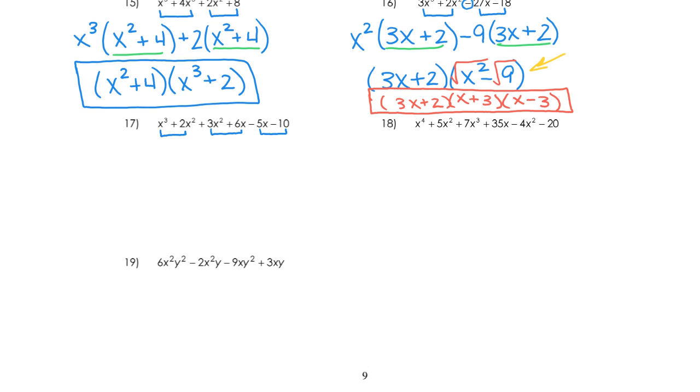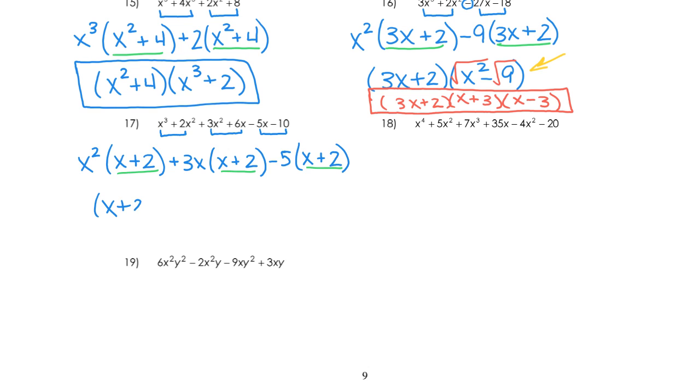Out of the first group, we can pull out x squared. Left over, x plus 2. Out of the second group, a positive 3x. Left over, x plus 2. Out of the third group, it has to be a minus 5. Left over, x plus 2. Match, match, and match. Therefore, the x plus 2's come out because it's common.